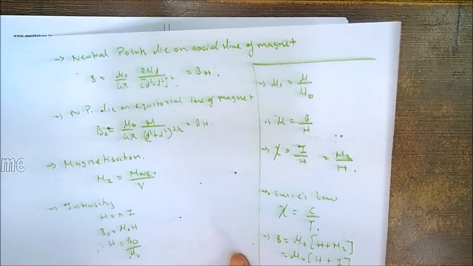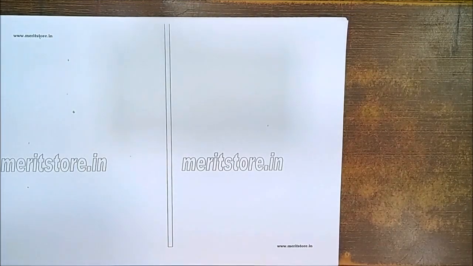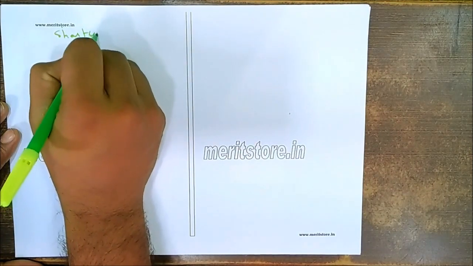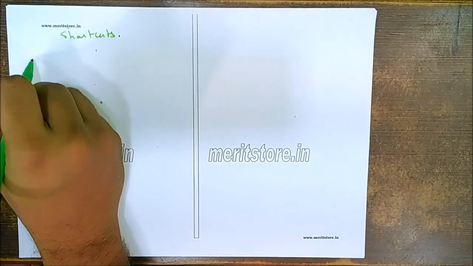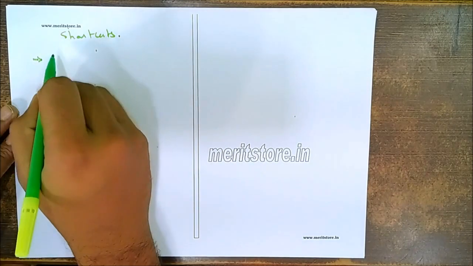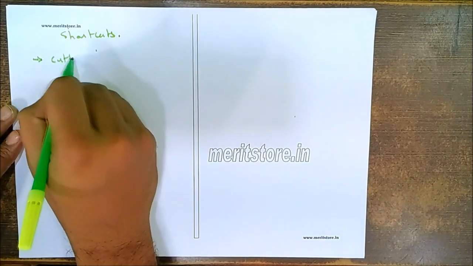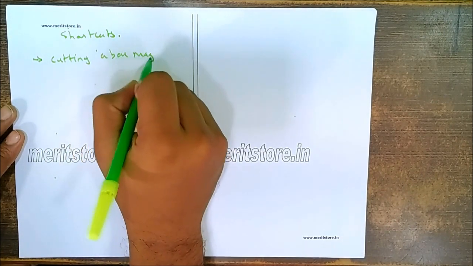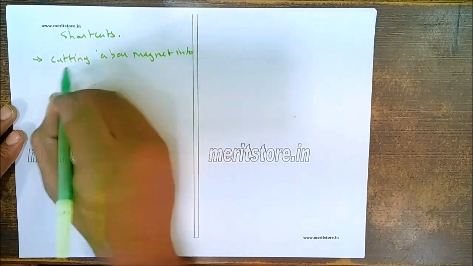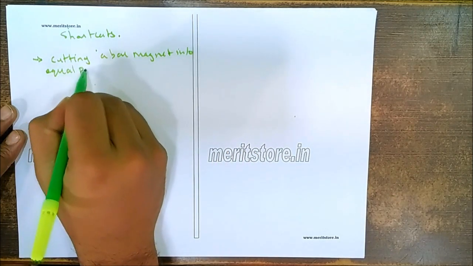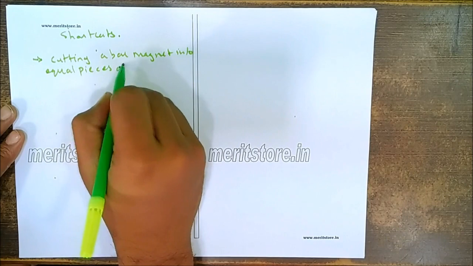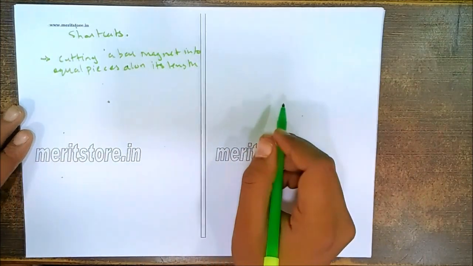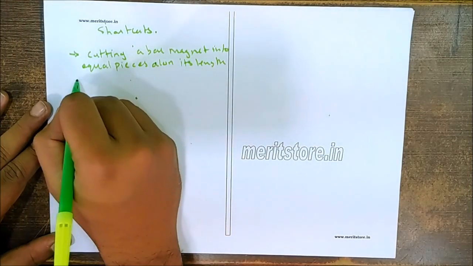Now we will see the synopsis. Shortcuts. Cutting a bar magnet into equal pieces along its length produces magnets of half the original length.